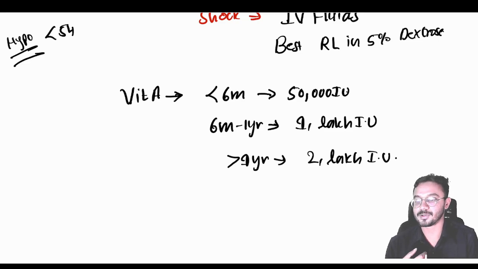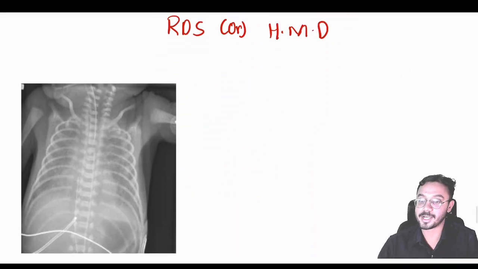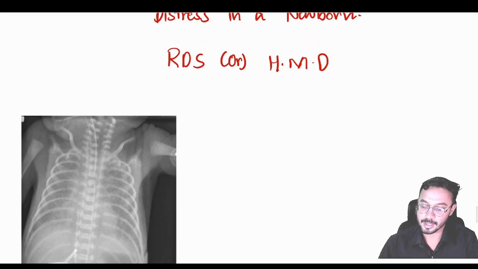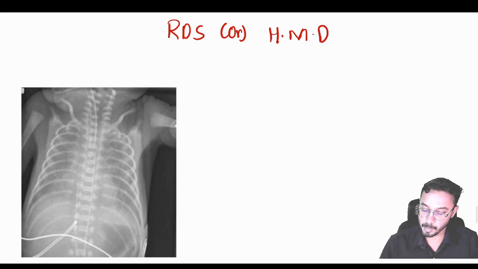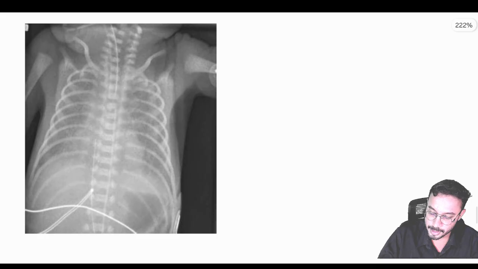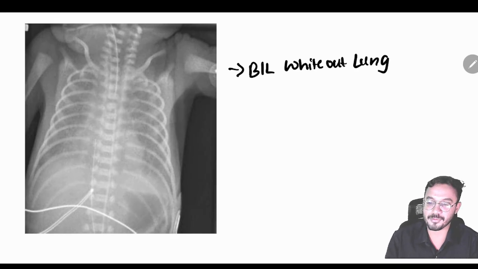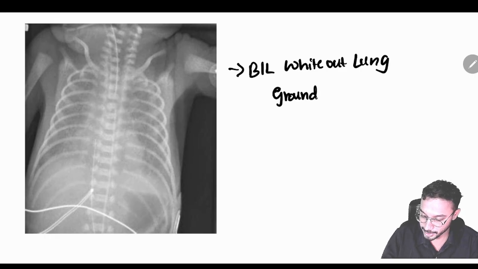And with this I have completed all the general topics until now, and now we move to one of the very important topics, distress in a newborn. Respiratory distress in a newborn: look at the chest x-ray, it is completely white, no? This is known as bilateral white out lung. Look at the x-ray, it is completely white. So this is known as bilateral white out lung, and it is also known as ground glass appearance.